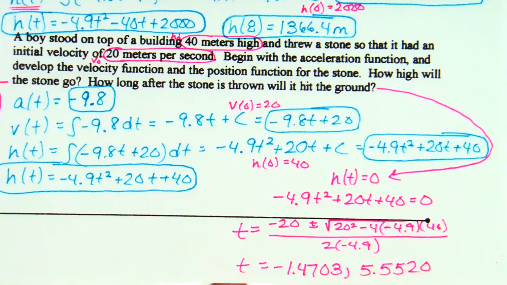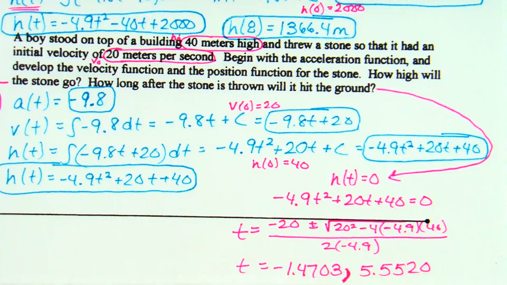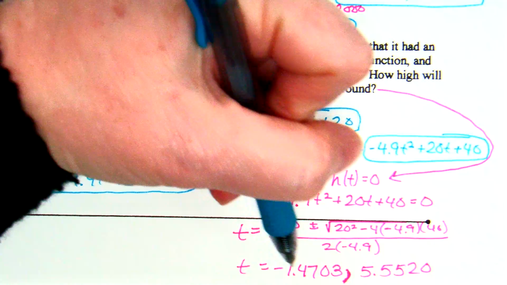So do we have two answers? Technically, yes, but what kind of answer is this? This is a time, and we're not going to talk negative time. So the negative's gone. 5.5520, what's my units? We're just talking about time at this point, so just seconds.